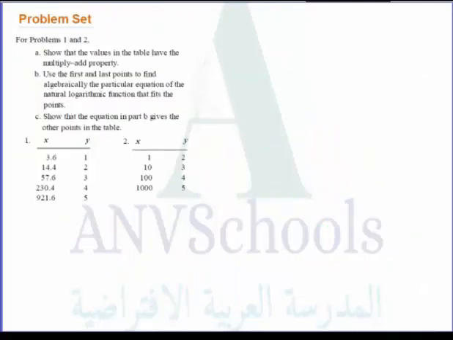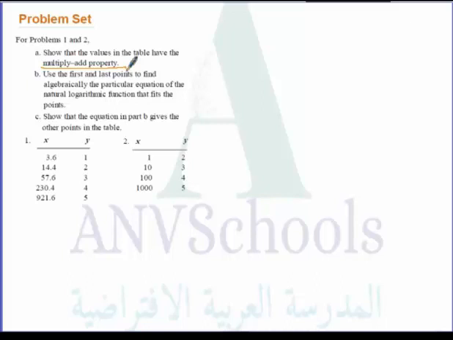Okay, now we've got some problem sets to do. These are extra problems. We only have 2 problems. For problems 1 and 2, letter A, show that the values in the table have the multiply-add property. This multiply-add property is distinct for logarithmic functions. Letter B, use the first and last points to find algebraically the particular equation of the natural logarithmic function that fits the points. And letter C, show that the equation in part B gives the other points in the table.